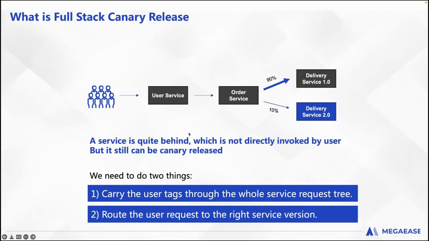In this case, we need to do two things to ensure that the traffic is scheduled correctly. The first is to pass through the user tags, and the second is to route traffic to the correct version of the next service at any endpoint of the chain. If you consider the implementation level a little bit here, you will notice that there are two categories of approaches to do full stack canary release, either by changing the code or by a non-intrusive platform level solution. And changing the code can be very cumbersome and verbose and prone to bugs.